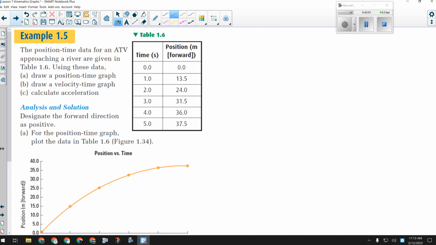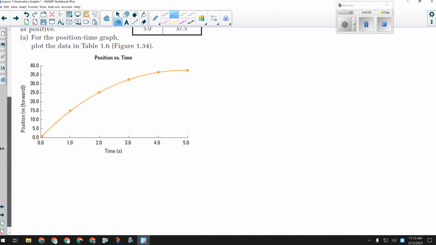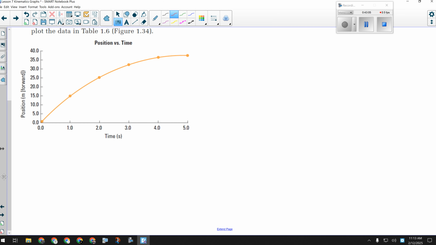Just looking at this graph here, just doing graphical analysis. What's that object doing? Decelerating in a positive direction. Yeah, it's slowing down. You're accelerating in a negative direction. Either way, it is slowing down.